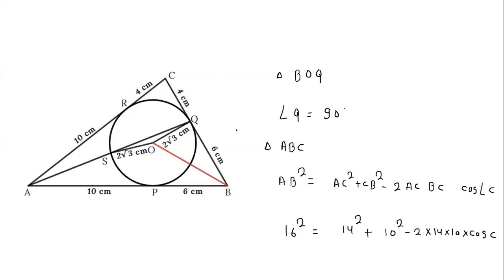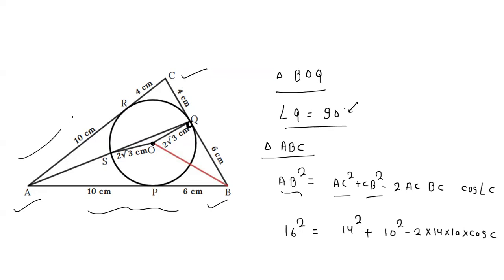Now you see the center of the circle O, and I am drawing a perpendicular to the tangent, touching at the point Q. So this will be a 90-degree angle. In the triangle BOQ, you can see that the angle Q will be 90 degrees. And now you see the triangle ABC. In this triangle, we can apply the cosine rule and say that AB squared is equal to AC squared plus CB squared minus 2 times AC times BC times cos of the angle between them, which is C.